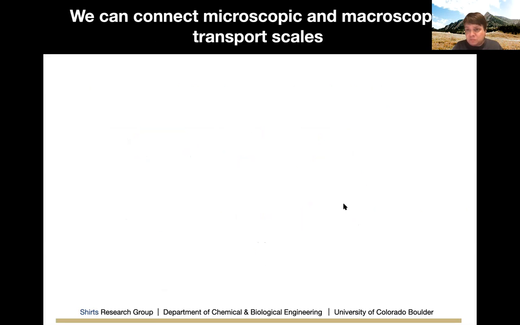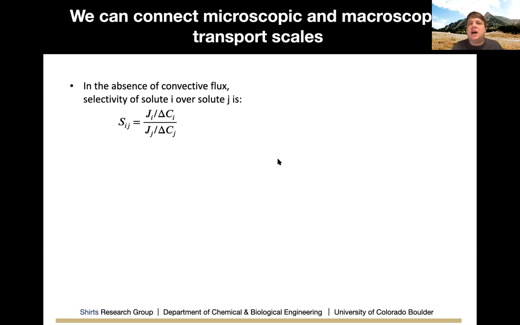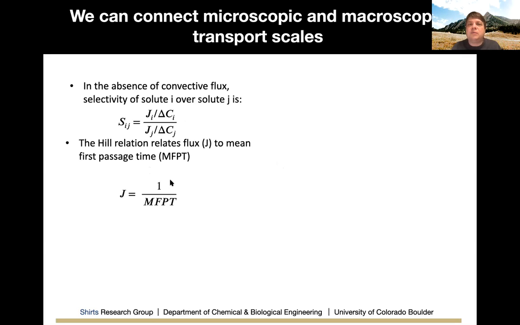So once we do this, we've been working on connecting microscopic and macroscopic transport scales. Even though these are subdiffusive and it's very hard to actually run them long enough and for large enough spaces to get diffusion coefficients, once you have a dynamical model, you can actually run that dynamical model out to very long time scales. So, for example, in the absence of convective flux, you can look at the selectivity of solute I over solute J, which is related to the flux, and we can relate that flux to mean first passage times.